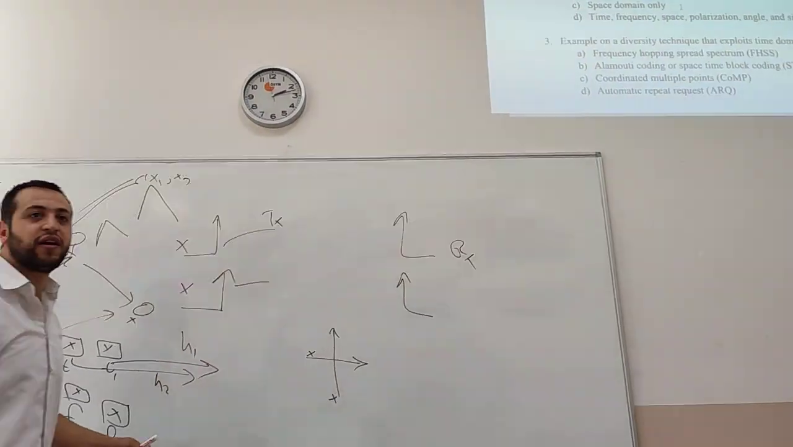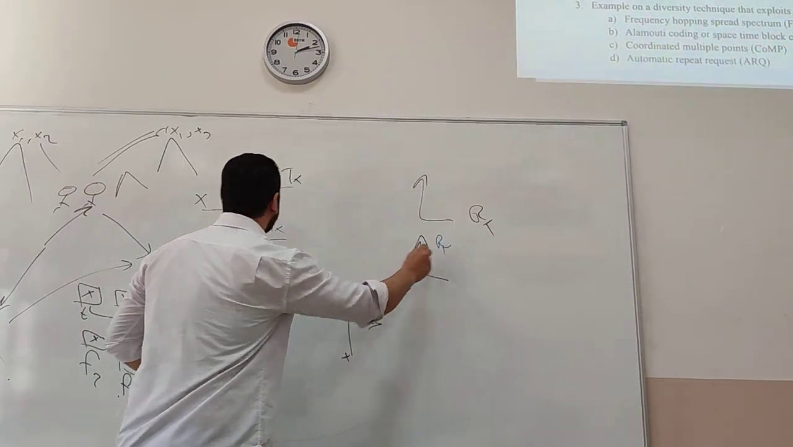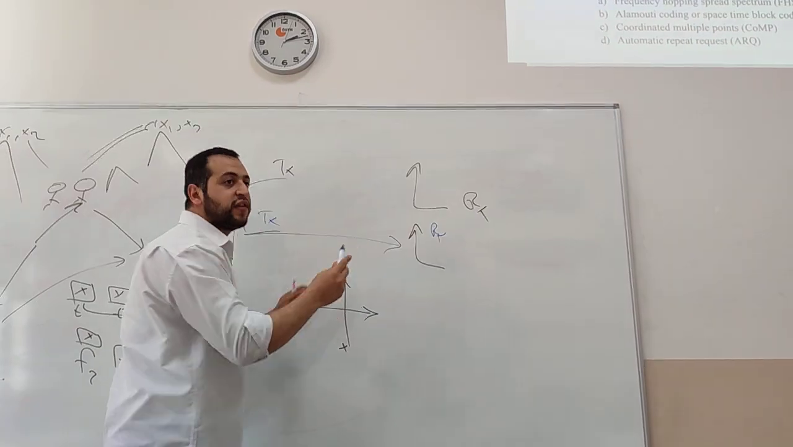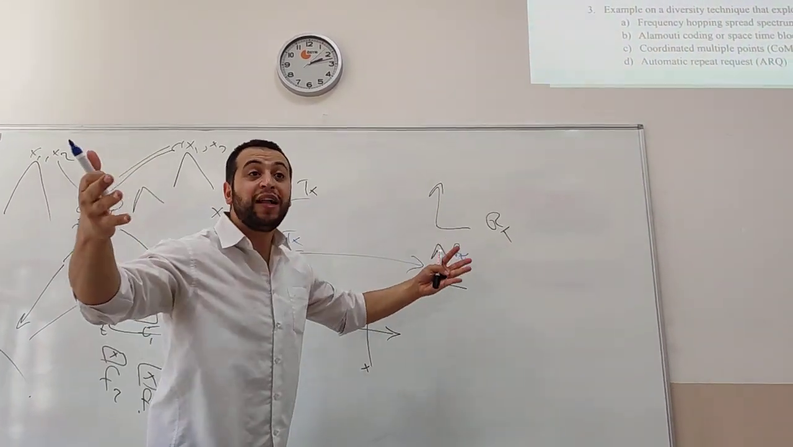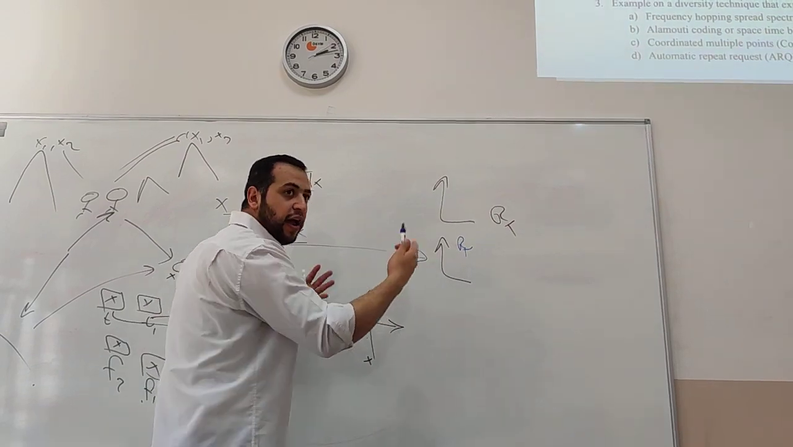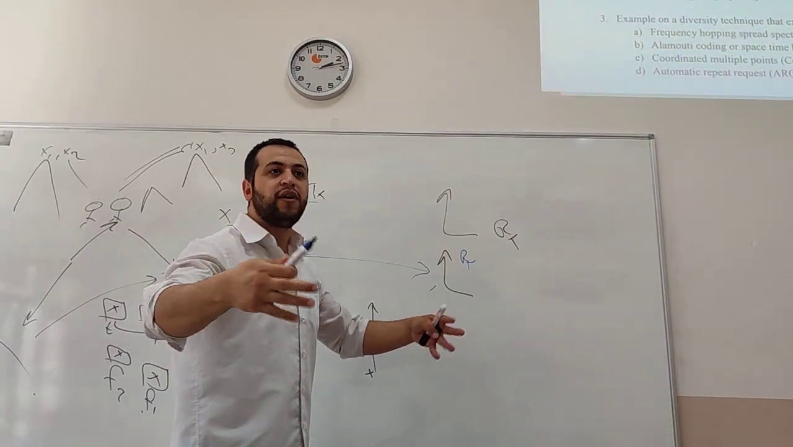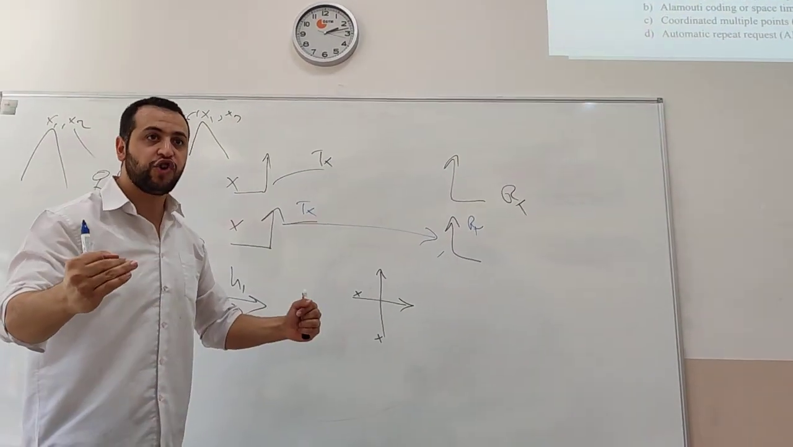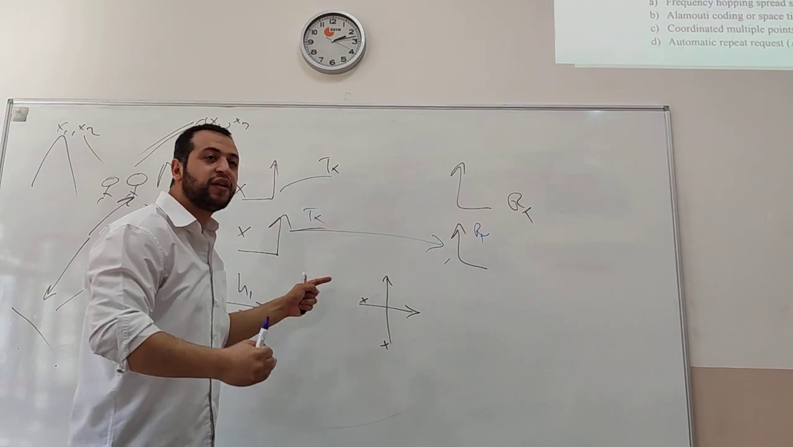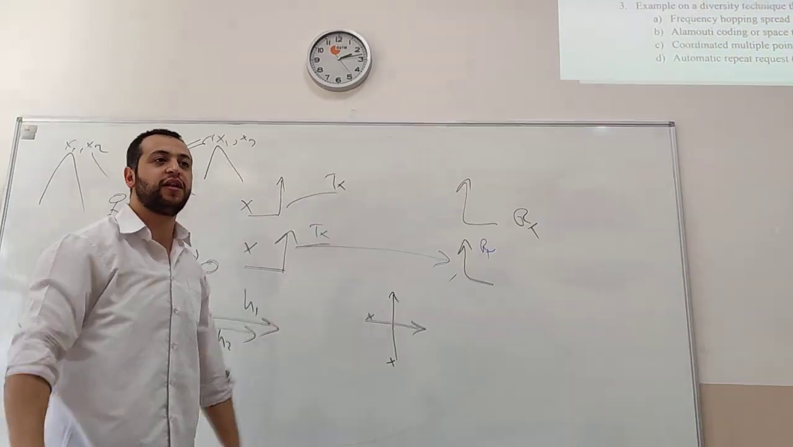Why is automatic repeat request exploiting time? Let's assume we have this transmitter and we have this receiver. And this transmitter sends a packet to the receiver, and this packet, unfortunately, due to bad conditions in the medium between the transmitter and receiver, got dropped. So the receiver didn't decode it successfully. The receiver's job is to inform the transmitter that it didn't receive it successfully. Could you please retransmit it again?